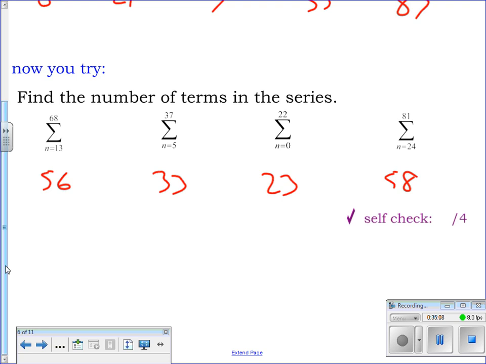I win. What do you mean I cheated? I didn't cheat. I did it in my head. You're the first class I've done this one with. It's not like I got to memorize.